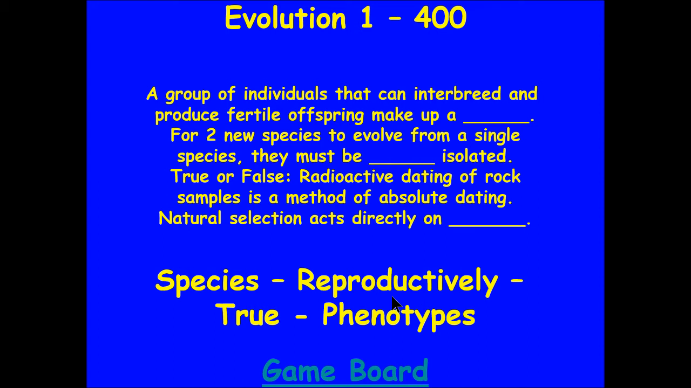True, radioactive dating is a method of absolute dating, and natural selection picks the characteristics of an organism that are successful to survive, and it does not choose characteristics of organisms that are unsuccessful and they die. All right, so it chooses the phenotypes, or the actual seen characteristics.